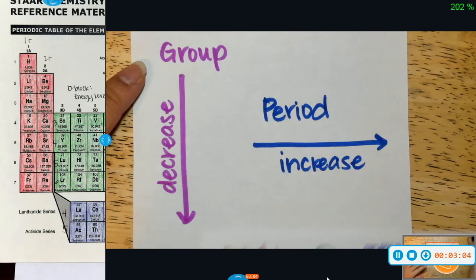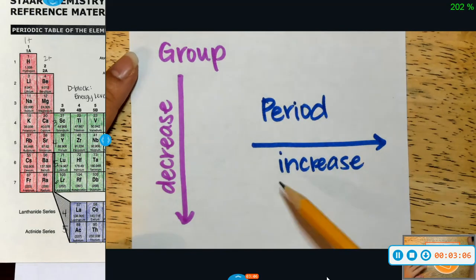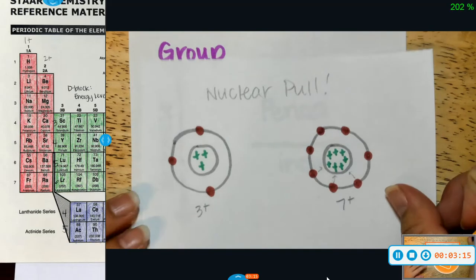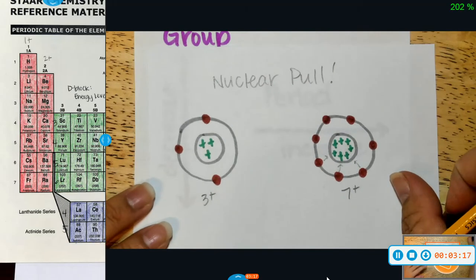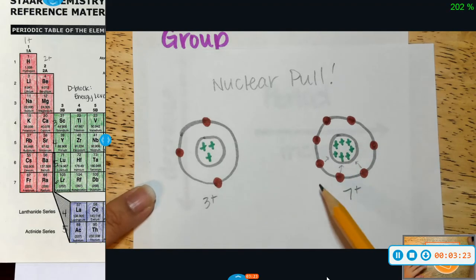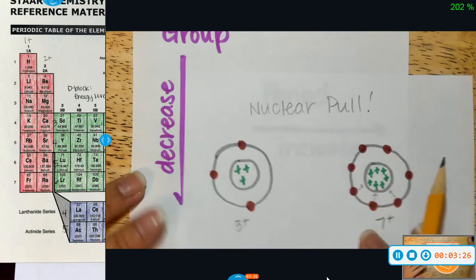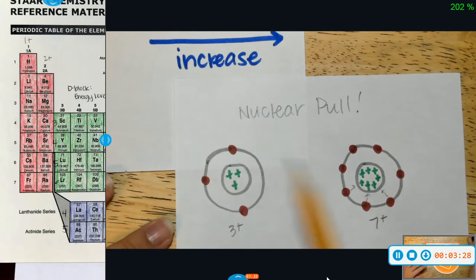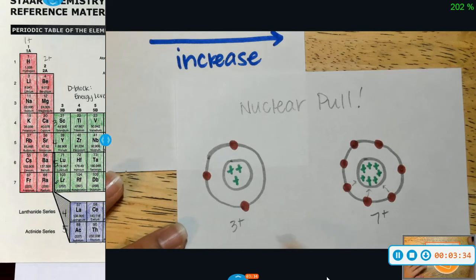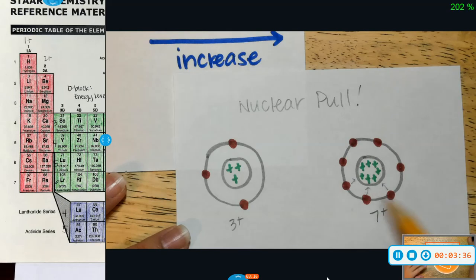Now for our period trend, ionization energy is going to increase as we move across the period. The reason, again, is nuclear pull. The more protons we have, the stronger the attraction between our protons and our electrons. So that's why we would need more energy. It increases as we move across the period. We need more energy to separate an electron from an atom that has a strong nuclear pull versus an atom that has a weaker nuclear pull.